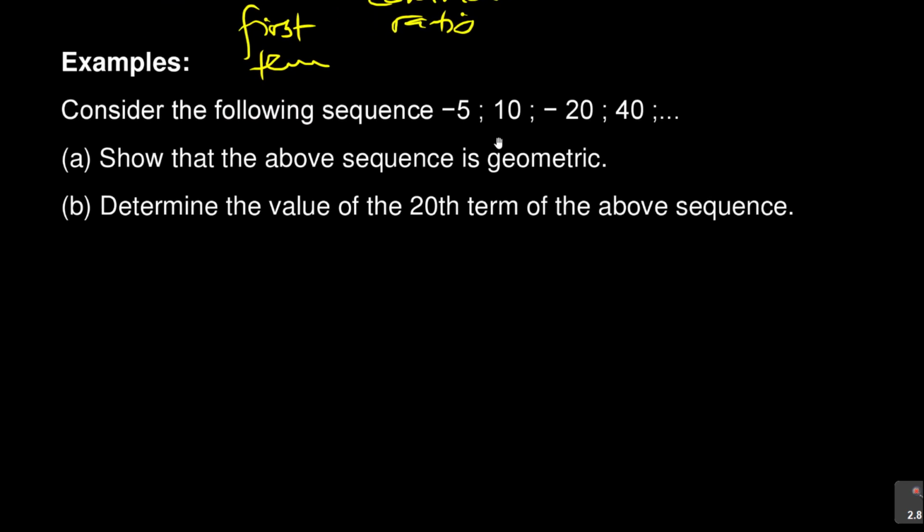It says consider the following sequence: -5, 10, -20, 40. Show that the above sequence is geometric. This is what I wanted to bring in the previous chapter to say: in an exam, they can just give you a sequence and not indicate whether it is arithmetic or geometric. Don't just apply the formulas. First, you need to test. It is very important, because you might think it's arithmetic only to discover that it does not meet the conditions of an arithmetic sequence. So how do you test that something is geometric?